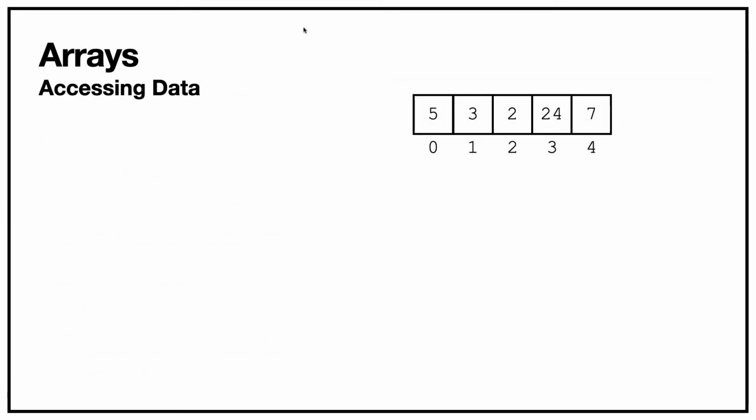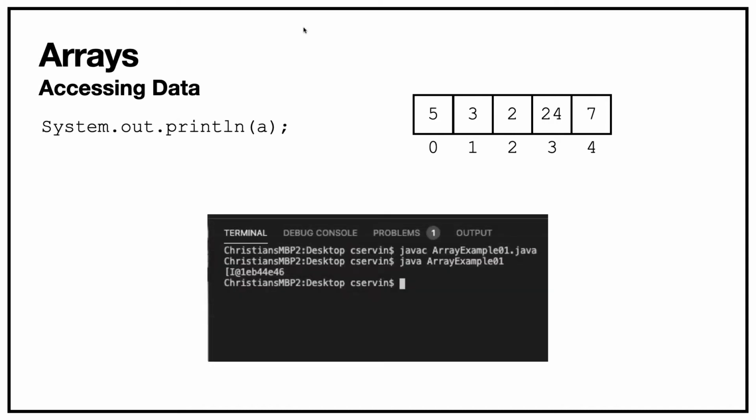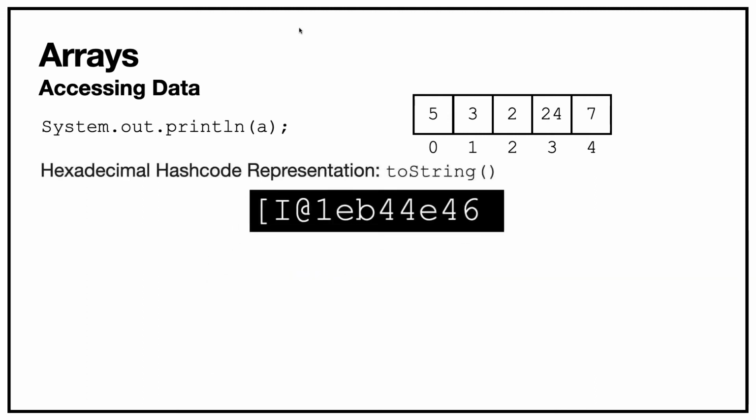So consider the following array. One natural way to print the values is to use System.out.println and then print the array A in this case. So you might think that you're going to get all those values printed, but instead we have this. This part that you see here is a funky value indeed. So let us go ahead and explore what this really means.